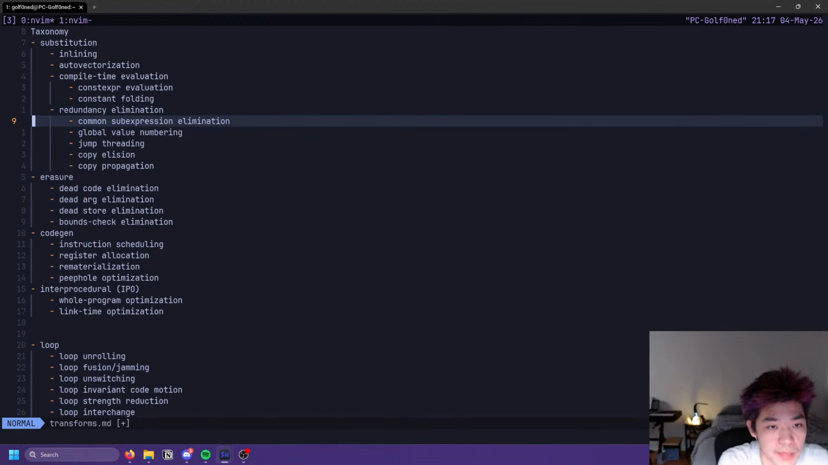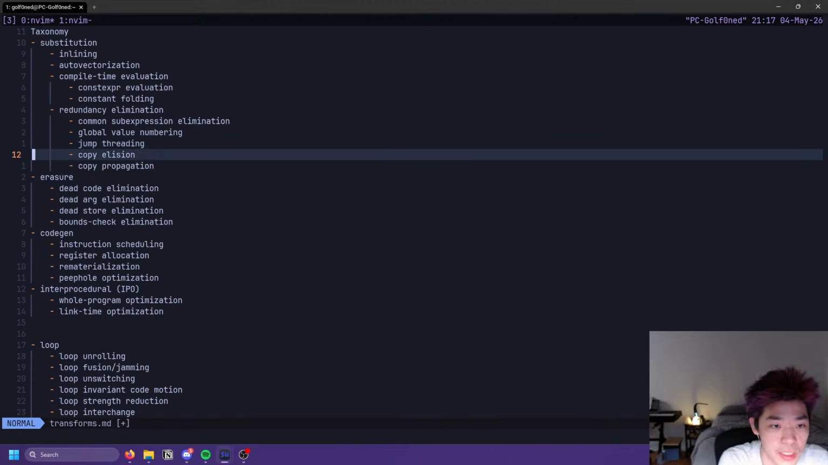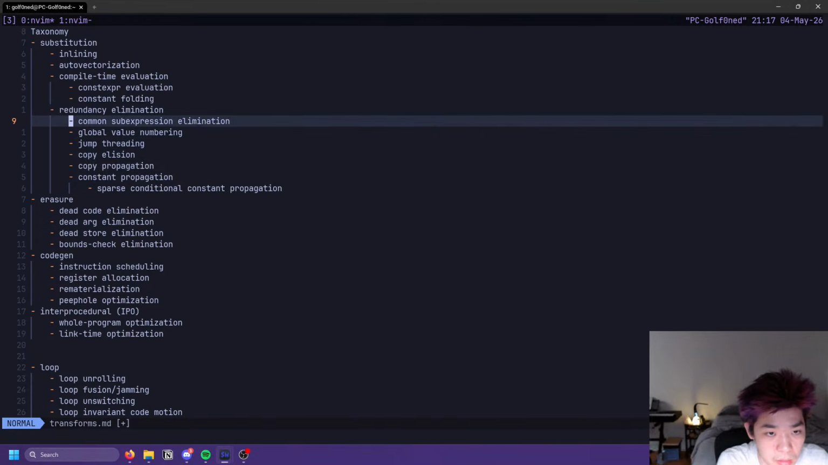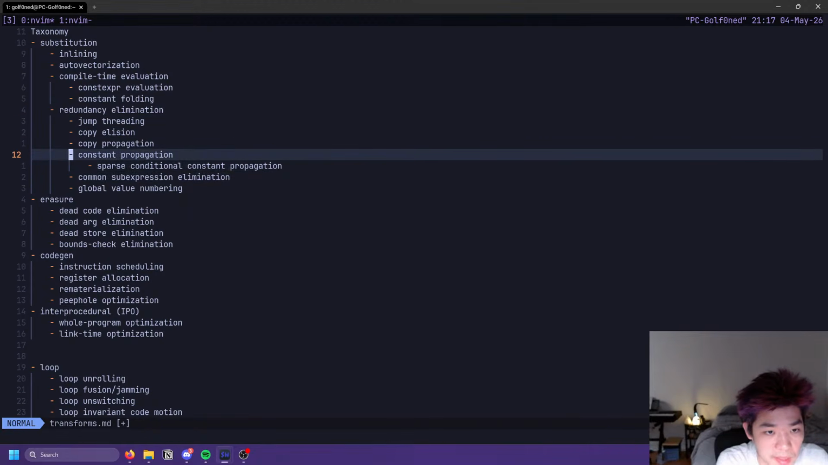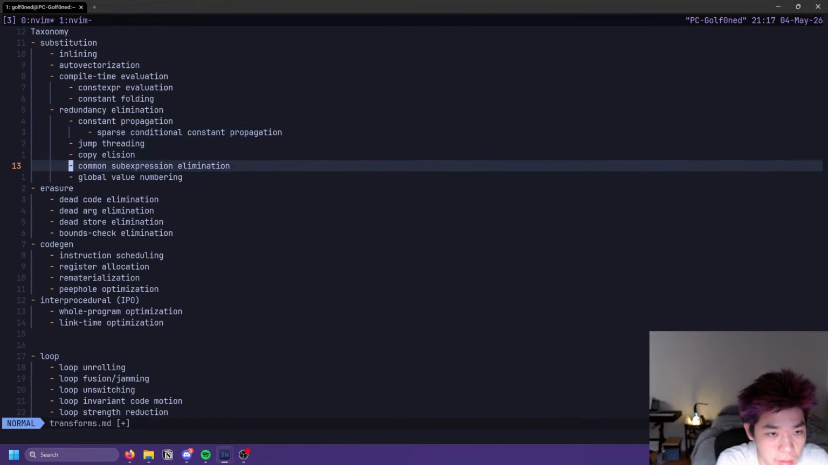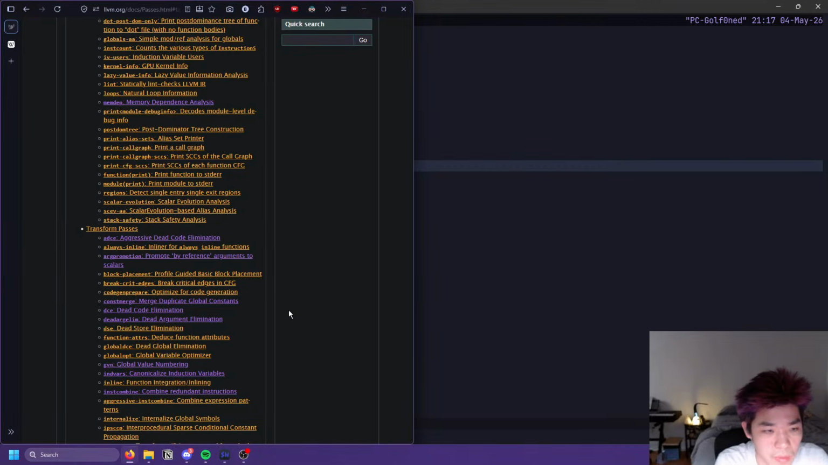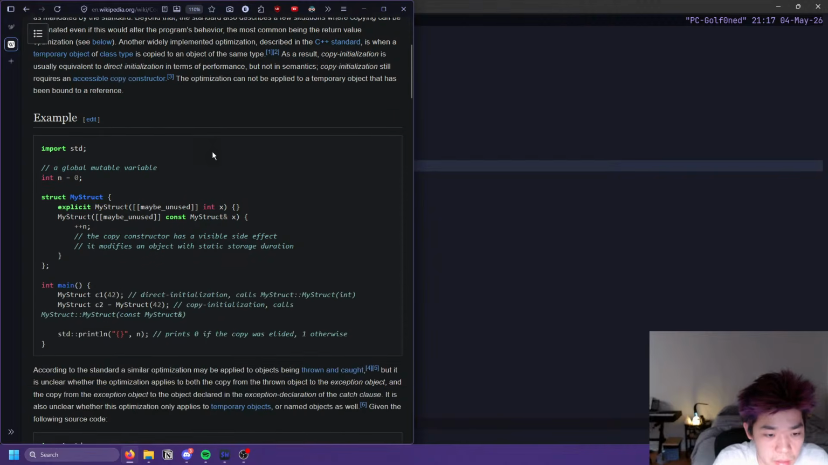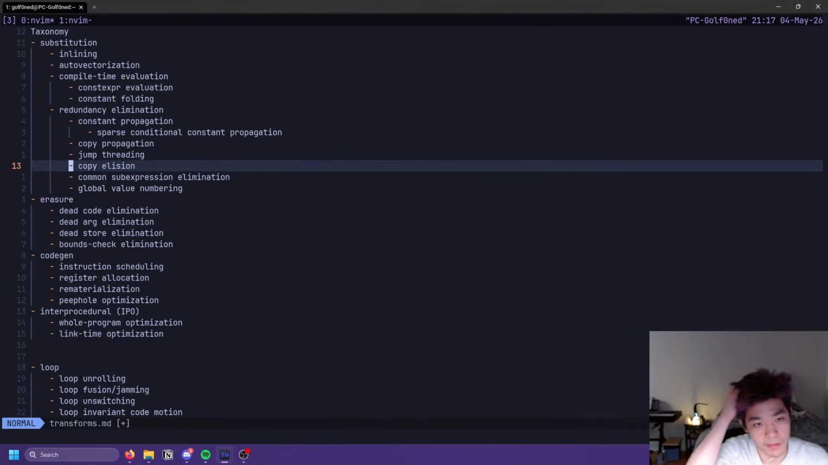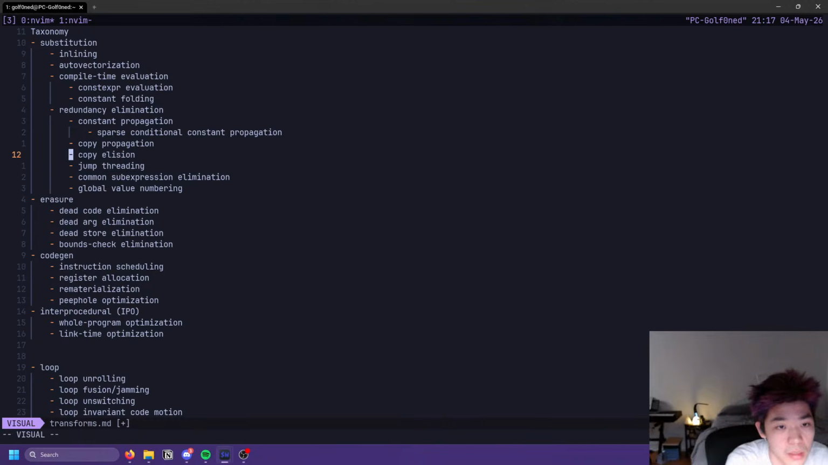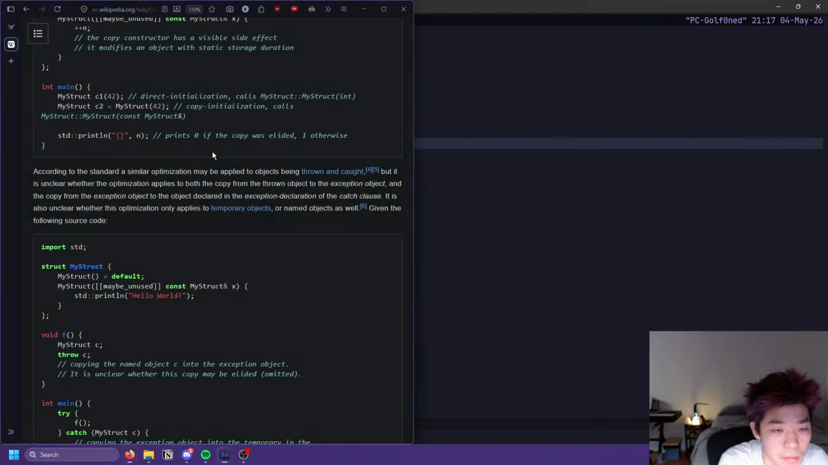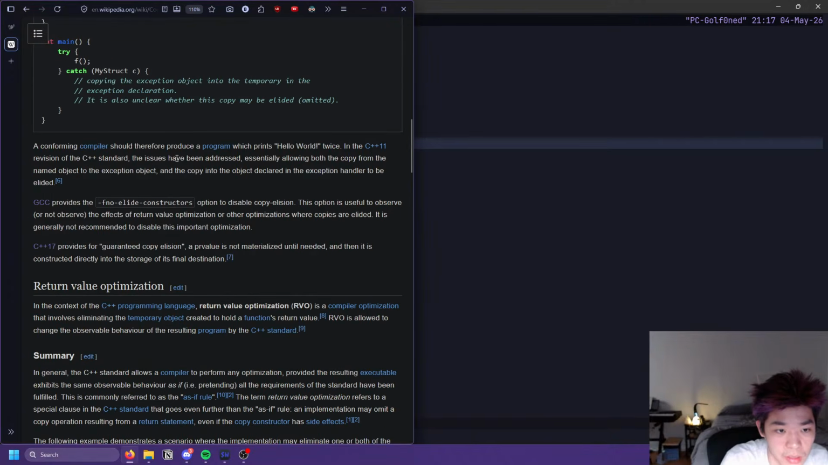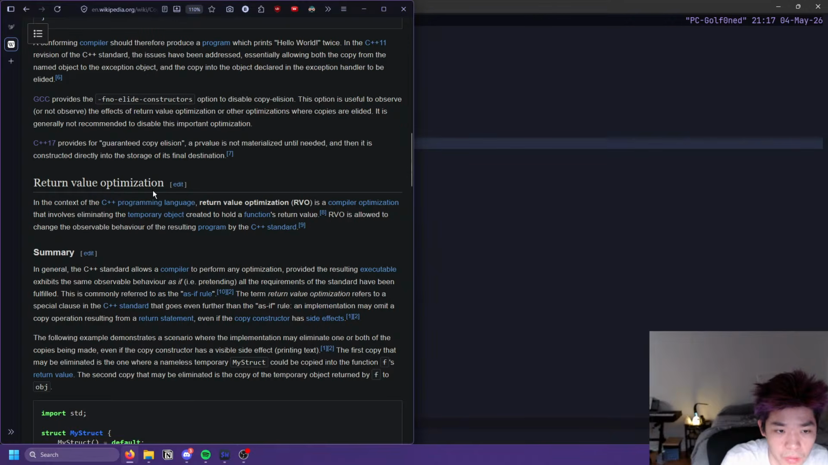I guess maybe we could move constant propagation here as well, to be honest. Yeah, so you could order it like this maybe. What was copy elision again? Yeah, okay, so this is redundancy elimination, I guess we can call it. What is different with copy propagation? Oh, RVO is also here.